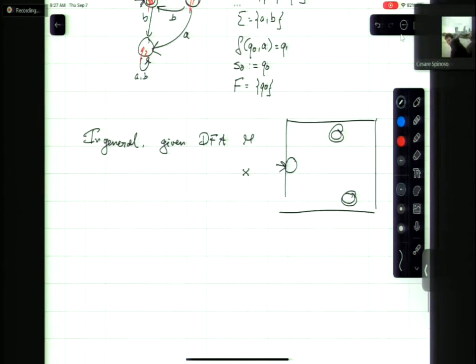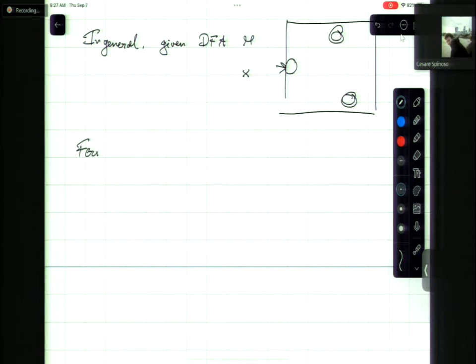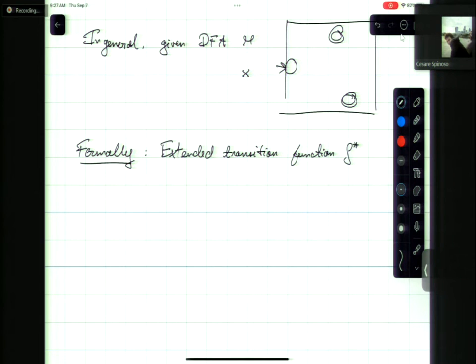Okay, so how do we formally define this? Formally, we need to talk about the extended transition function, which I'll call delta superscript star, right? So the extended transition function is related to the transition function, but instead of taking a state, well, actually, no, it takes a state, but instead of taking a symbol, it takes a string, and then it returns a state, right? And so, in other words, it's a generalization of the transition function to strings.